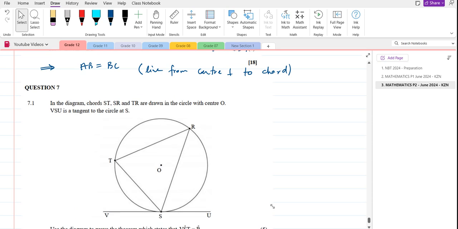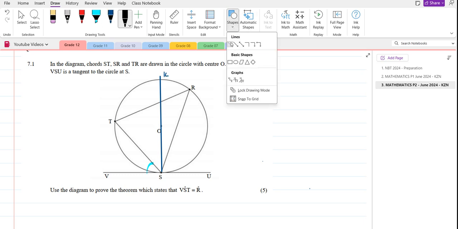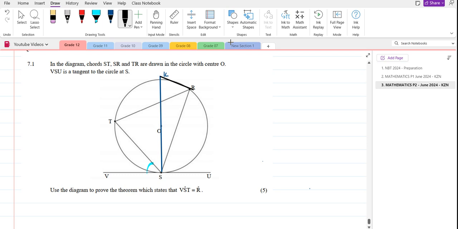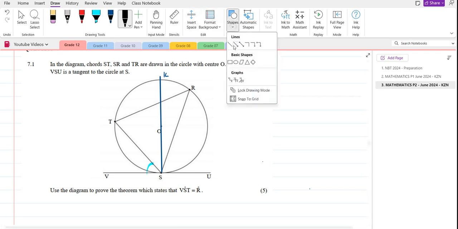Right, so we want to prove this tangent chord theorem. We want to prove that angle VST is equal to angle R. So what you should do is construct a diameter, call it K here, and then join KR. Let's redraw this line here. Join KR.